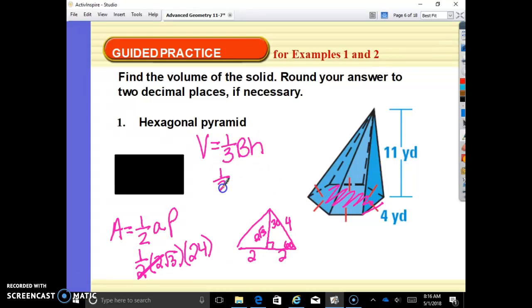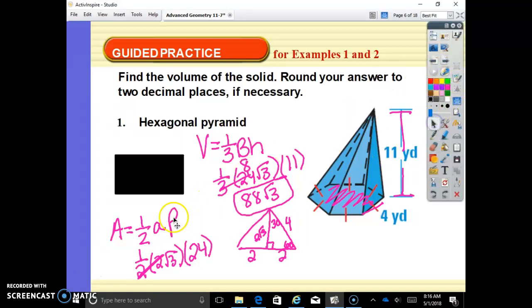So 1/3 area of the base, 24 rad 3, times my height of my object, which is 11. The height of the pyramid is 11. All right, so 24 divided by 3 is what? 8. So 8 rad 3 times 11 is 88 rad 3. So your exact answer is 88 rad 3. If I take 3 square root times 88 equals, I get 152.42.